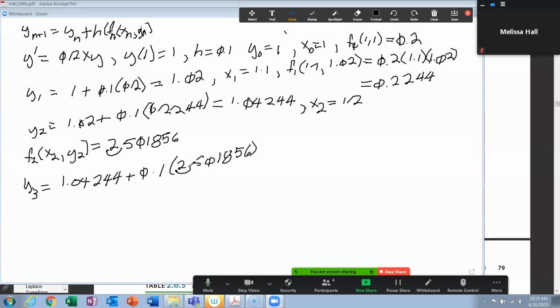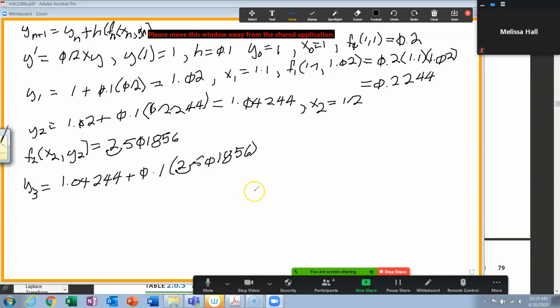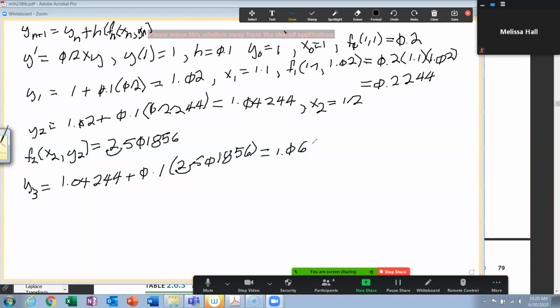So I'm going to take this value, 0.2501856, multiply it by 0.1, and add to that 1.04244, and that gives me a 1.06. So my new y3 is 1.0674 58.